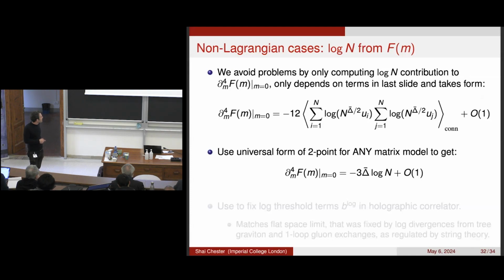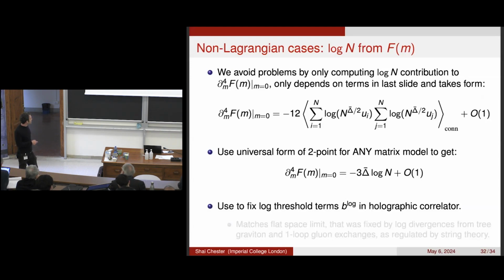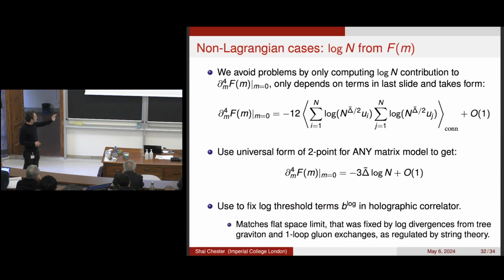And so you get that the log n term is proportional to delta bar with a factor of 3. And so then you can use this answer for the log n term to fix the coefficient of the log n term in the holographic correlator, and then you can take the flat space limit, and lo and behold, it precisely matches the expectation from flat space, which came from the tree graviton exchange and the one-loop gluon exchange. This is a very non-trivial check on this proposal, because the fact that this delta bar is appearing means that this very intimately depends on the string theory construction.